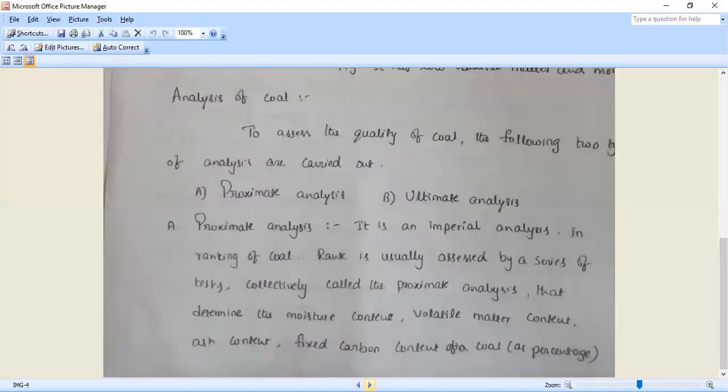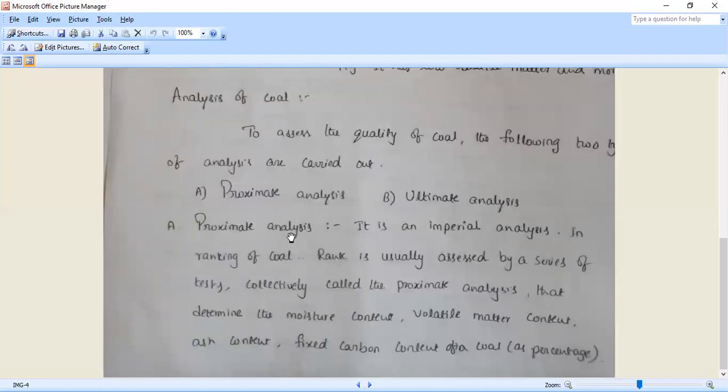So next we go for analysis of coal. To assess the quality of coal, we use two analysis methods. One is proximate analysis and the second one is ultimate analysis.